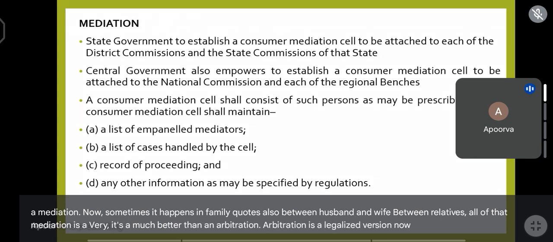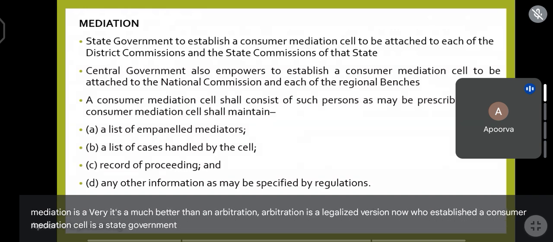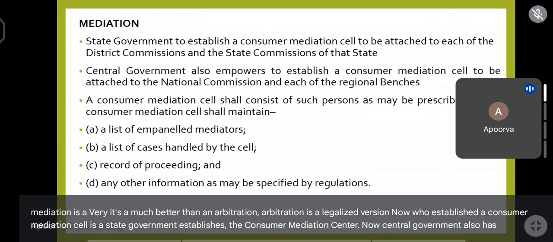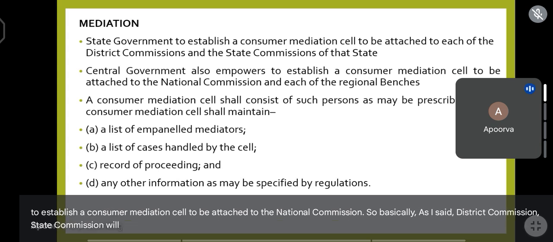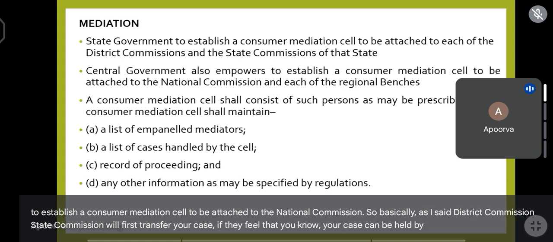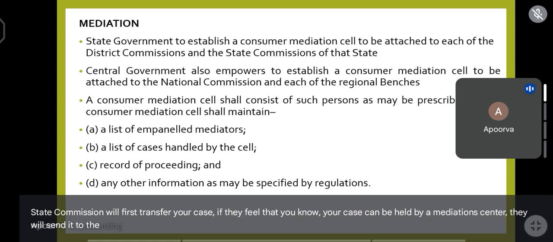Now, who establishes a consumer mediation cell? The state government establishes the consumer mediation cell. The central government also has the right to establish a consumer mediation cell to be attached to the national commission. So basically, as I said, the district commission and state commission will first transfer your case. If they feel that your case can be held by a mediation center, they will send it to the mediation cell. Similar thing with the national commission also.